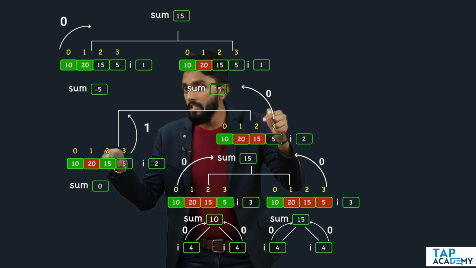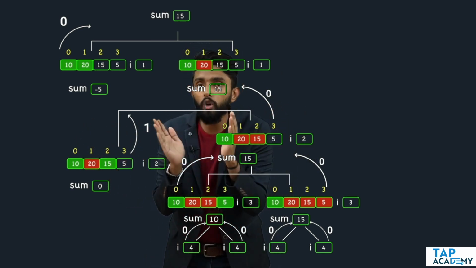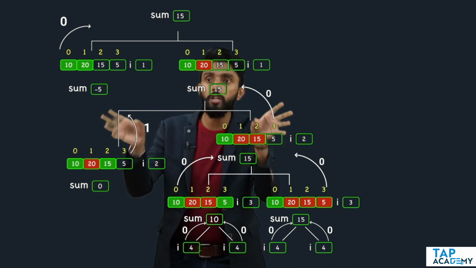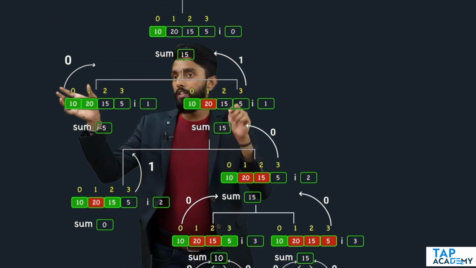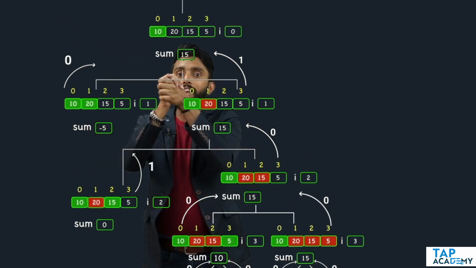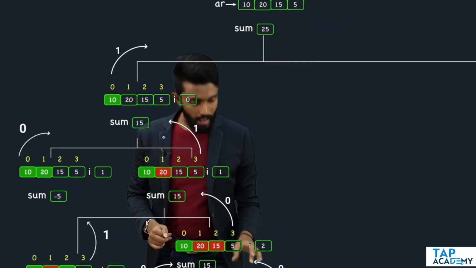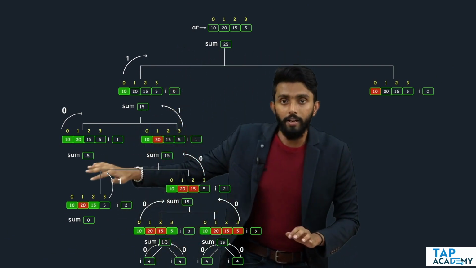What will you return? 0. This side returned 1. This side returned 0. Add them together. What will you get? 0 plus 1 is 1. So 1 combination, correct. How many combinations did you find? 1 combination. Add them together and that is what you have to return. This side you got 0. This side you got 1. Add them together. How many combinations? 1 combination. Return that.